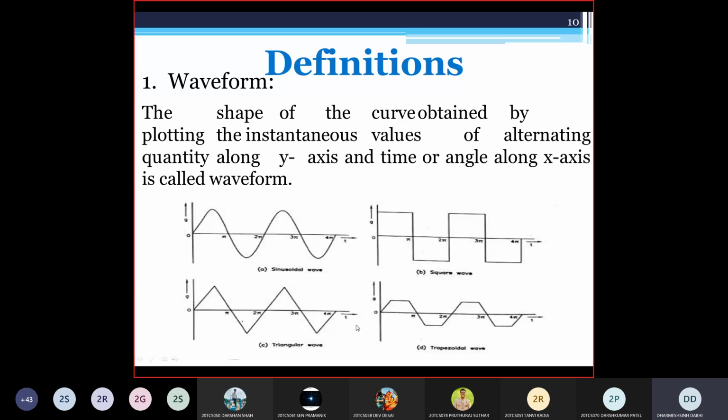In the same way here we have the square wave, triangular wave, and trapezoidal wave. So all waveforms are changing; their instantaneous values are changing with respect to angle. In the same way you can also draw them in terms of time. Clear? So this is the definition of waveform. All of you clear this definition of waveform?